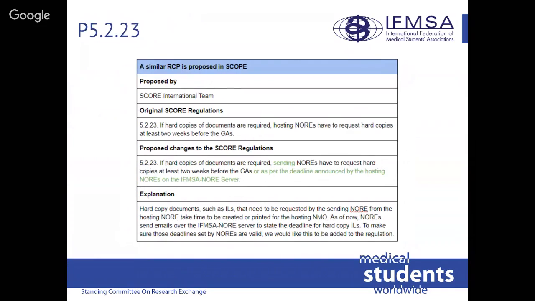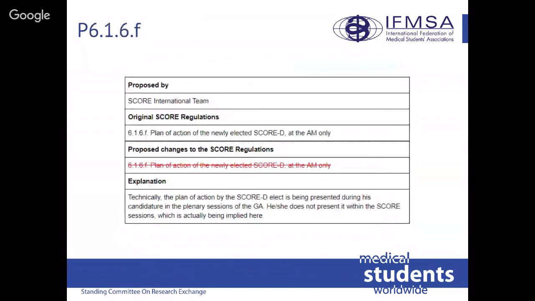5.2.23, the original regulation, states that if hard copies of documents are required, hosting NORIs have to request hard copies at least 2 weeks before the GAs. The change we want to make is that if hard copies of documents are required, sending NORIs have to request hard copies at least 2 weeks before the GAs, or as per the deadline announced by the hosting NORIs on the IFMSA NORI server. The hard copy documents, such as invitation letters, that need to be requested by the sending NORIs from the hosting NORI can take time to be created or printed for the hosting NMO. As of now, the NORIs send an email over the IFMSA NORI server to state the deadline for hard copy invitation letters. To make sure those deadlines set by NORIs are valid, we would like this to be added to the regulation. So I hope that this is understood. Then we go on to the next one.